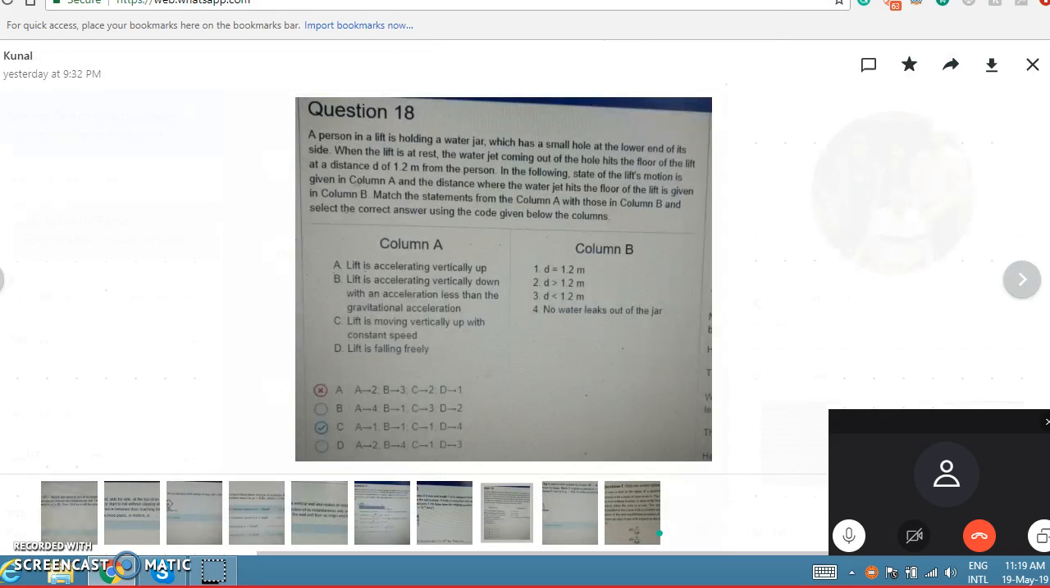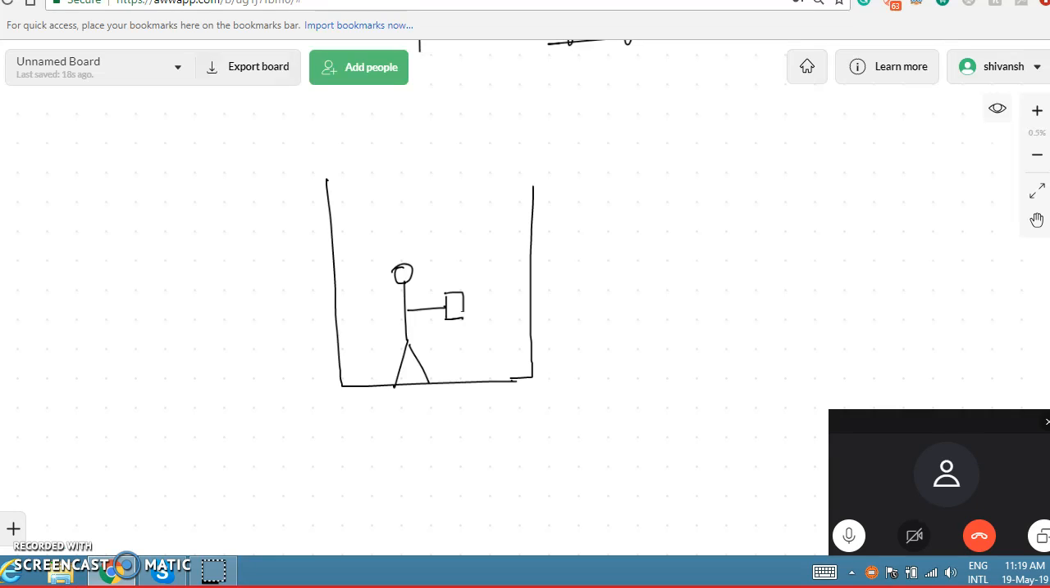There's further information that when the lift is at rest, the water jet coming out of the hole hits the floor of the lift at a distance of 1.2 meters from the person. So this is hitting over here. So let's say this is 1.2 meters from the person, right?